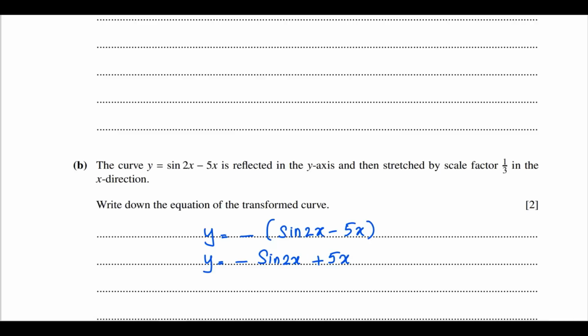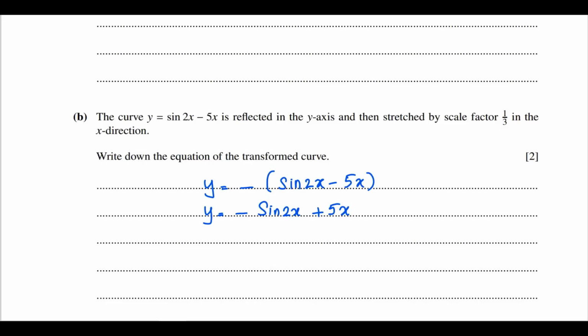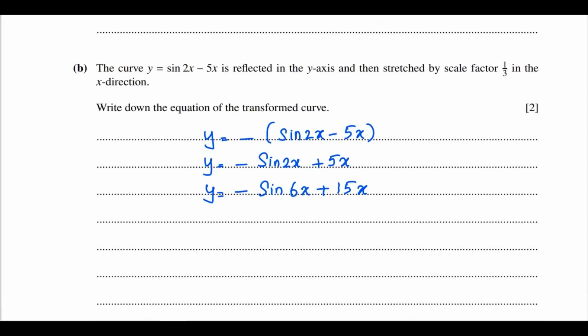Okay. Next, it is stretched by a scale factor 1 over 3. So x will be replaced by, or x is multiplied by, the reciprocal of 1 over 3. So you will get minus sine (2 multiplied by 3 is 6x plus 5 multiplied by 3, that is 15x). So this is the equation of the transformed curve.